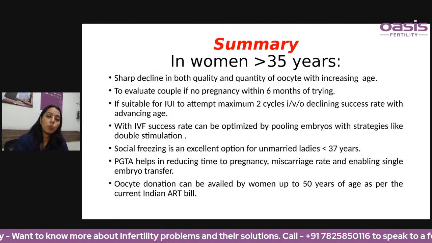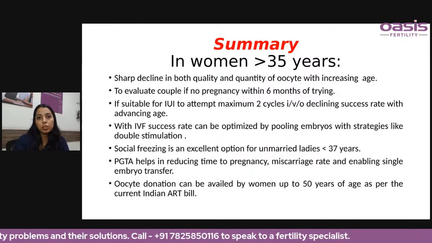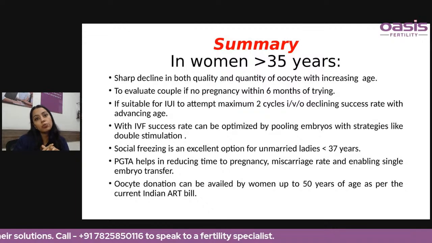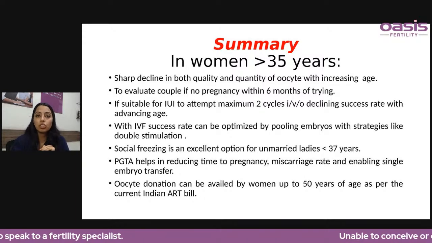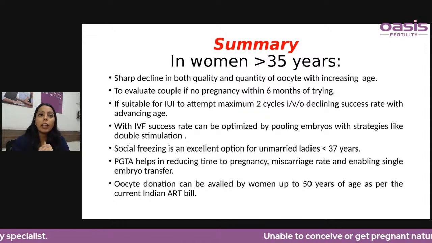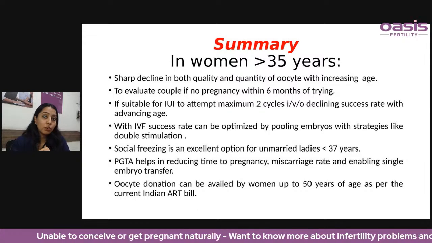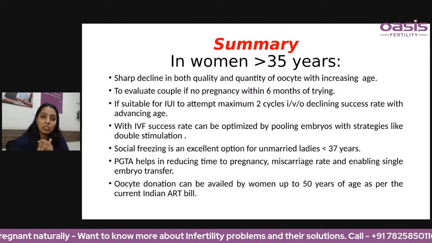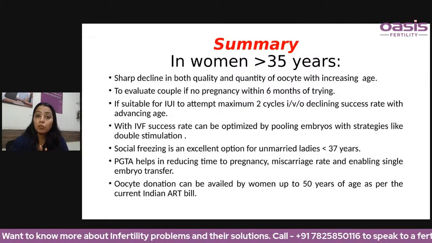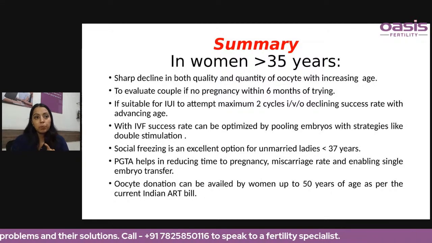So to summarize, what are the treatment options if the female partner's age is more than 35 years? What are the take-home messages from today's Facebook Live? Firstly, you need to understand that there's going to be a sharp decline in both the quality and the quantity of the oocytes with increasing age. Next thing, if you're more than 35 years, don't wait for an entire year of trying in order to get evaluated. You need to be a bit more accelerated in your approach, and probably if you've been trying for more than 6 months without success, it's time to meet your fertility expert.